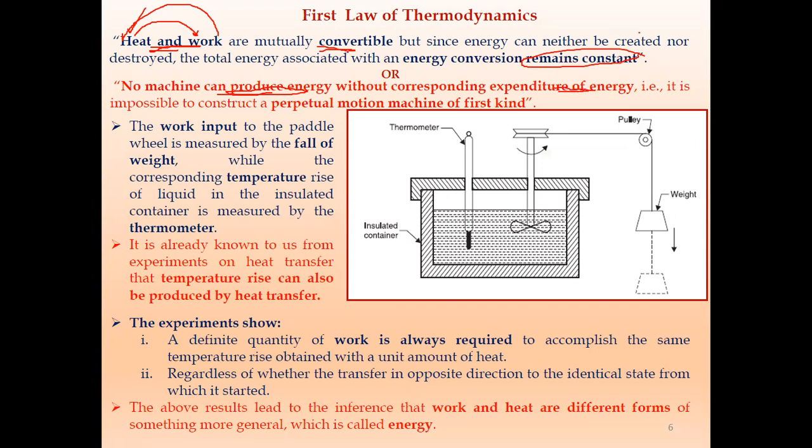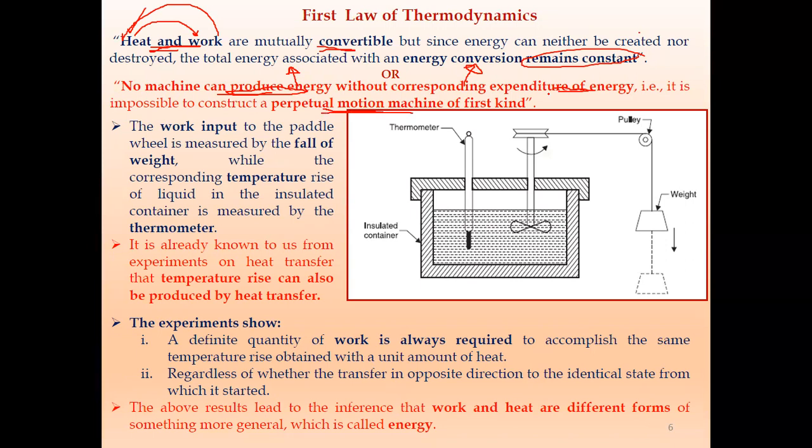Which means there is no machine that produces work without corresponding expenditure of energy. So for example, if you have to swing a fan, for that we have to supply some energy. If we have to produce work from that fan, then there should be an energy supply, either electrical or anything else. So we can say that it is impossible to construct a PMM of the first kind, that is, a perpetual motion machine of the first kind.